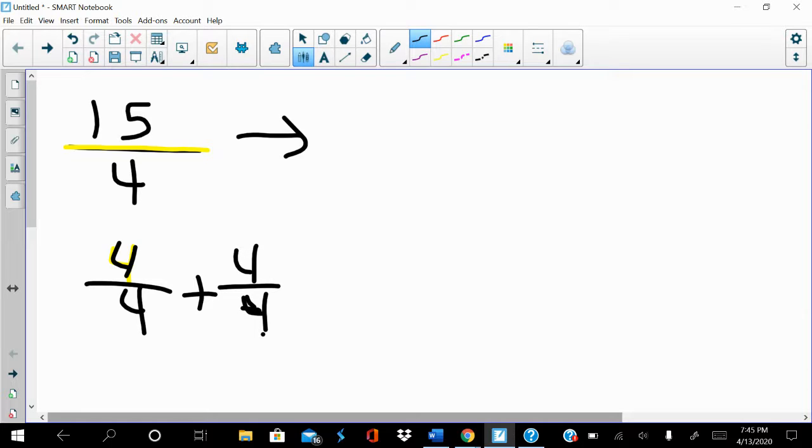And here I'm skip counting 4 and 4, that would be 8 fourths, plus another 4 fourths. So this right here is going to be 12 fourths. And whenever my numerator and denominator are the same, really that's another way of saying one whole. So 4 fourths plus 4 fourths plus 4 fourths is really 1 plus 1 plus 1.